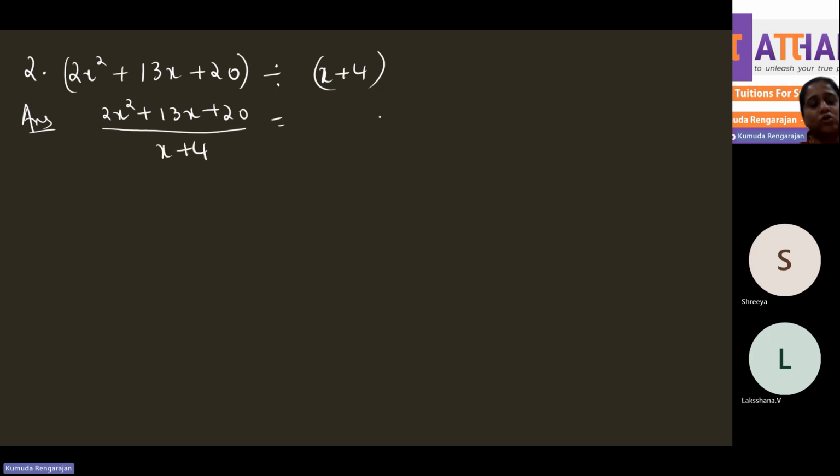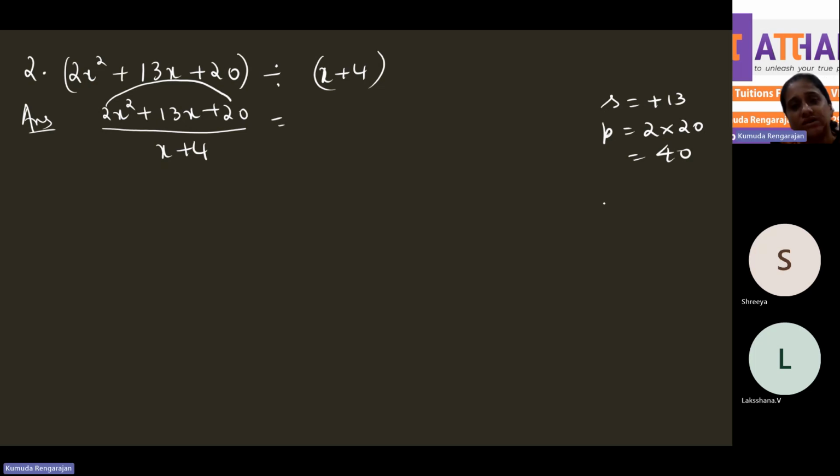All right. So again, the numerator is quadratic. So you'll have to factorize by splitting the middle term. The sum is plus 13 and the product is 2 into 20. This 2 into plus 20 is the product, which is 40. The sum is the coefficient of x, which is plus 13.